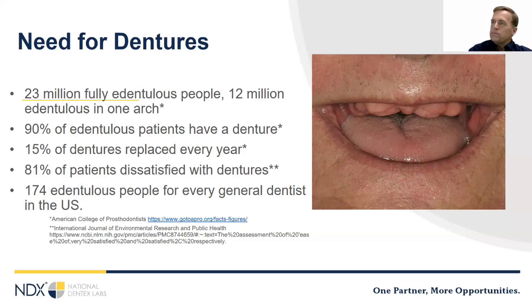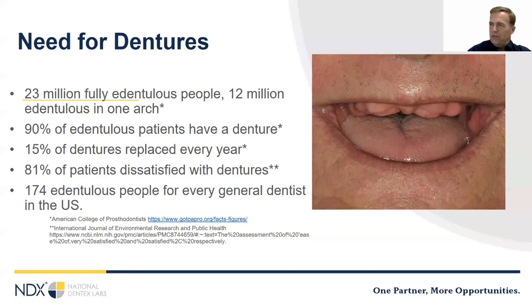So we're talking about, I mean, you can read the slide. You've got 35 million people that are edentulous in at least one arch. Most of them have a denture. 15% of dentures are replaced every year. And I think this is critical.